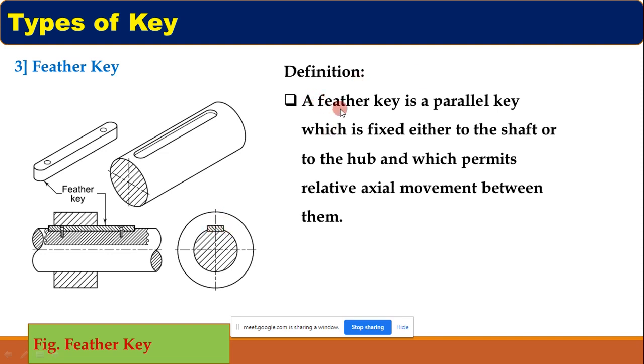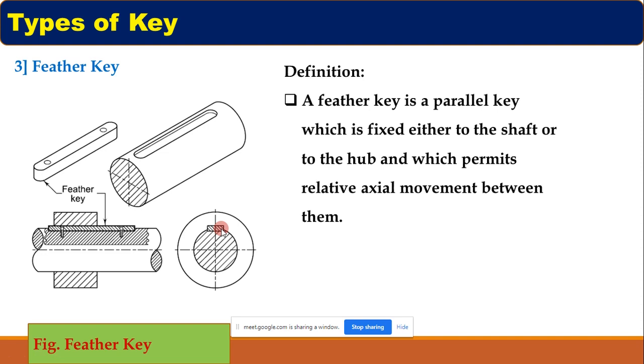So the definition of feather key is that it is a parallel key. Already I have explained what a parallel key and a tapered key are. A parallel key is a key in which all the faces are parallel to each other, so its cross section is uniform along the length. Here the cross section is rectangular and uniform along the length of the key. But in the taper key it is not the case.